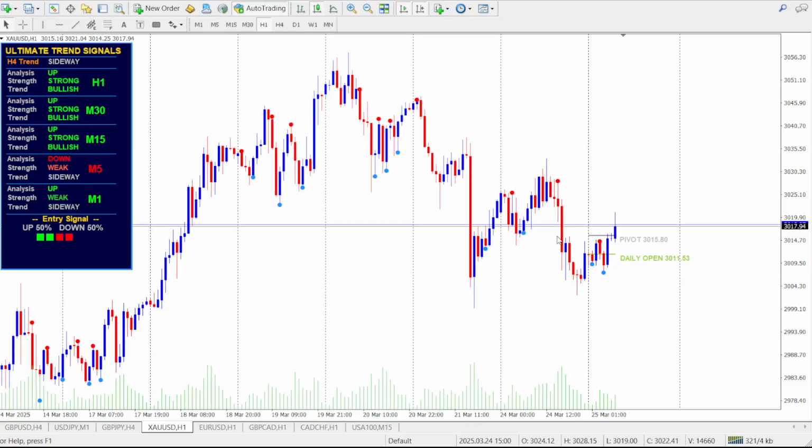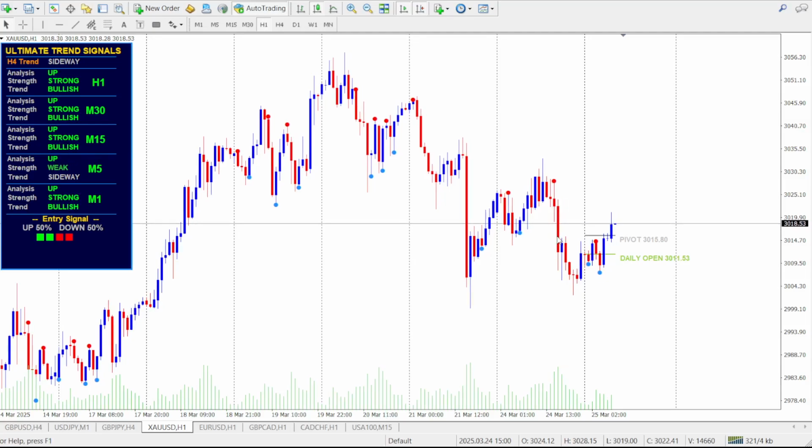Not only does this indicator give you entry signals, but it also provides valuable data on trend strength, trend direction, and trend recommendations. This means traders can make informed decisions without second guessing their trades. So what makes this indicator stand out? Here are the top features of this indicator.